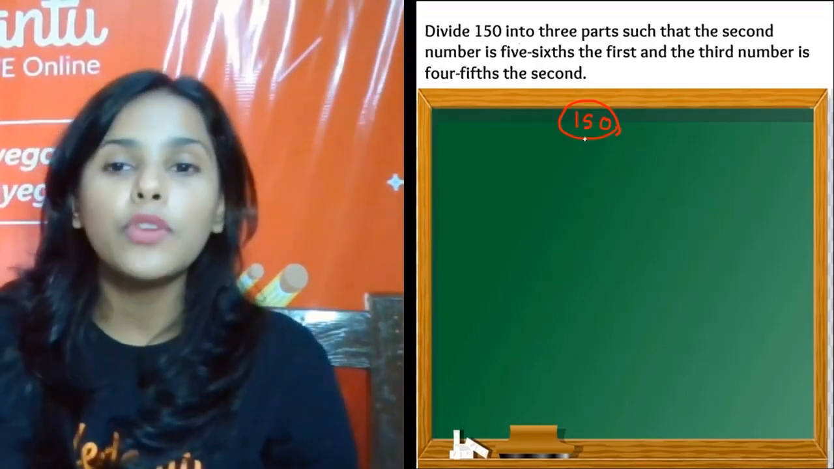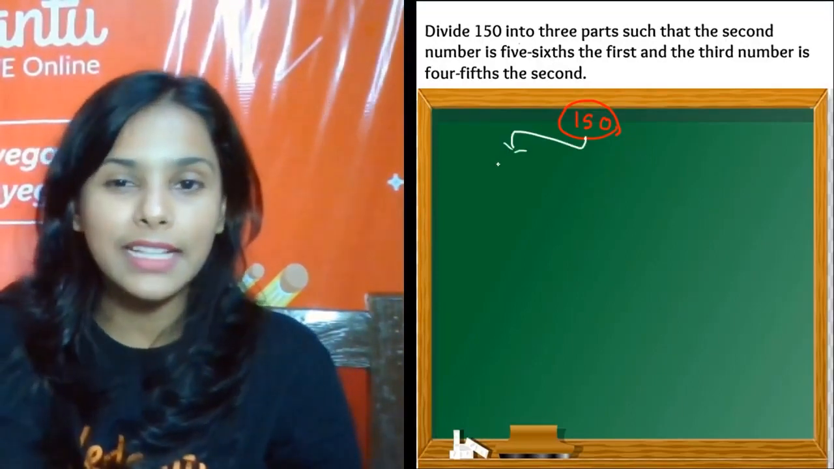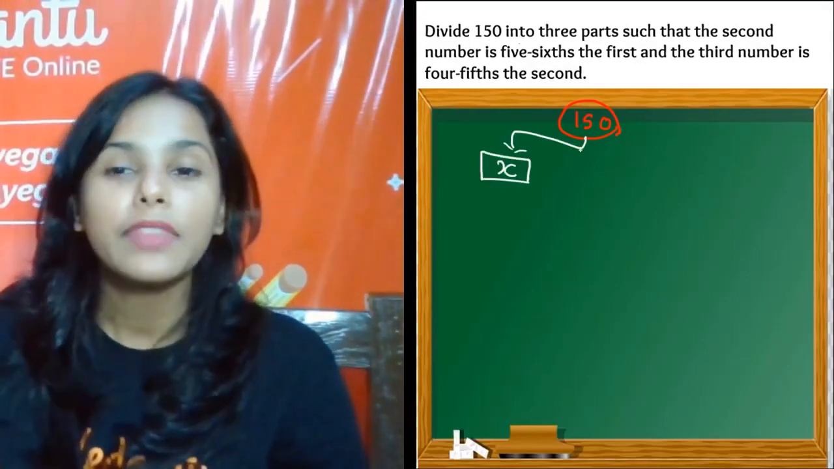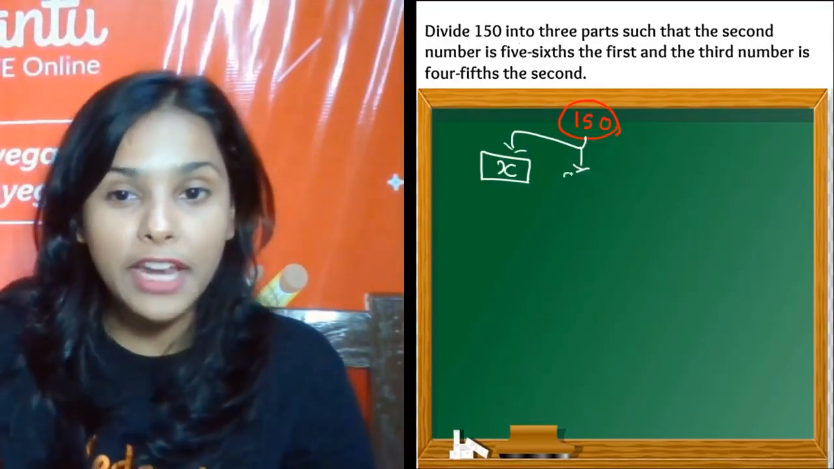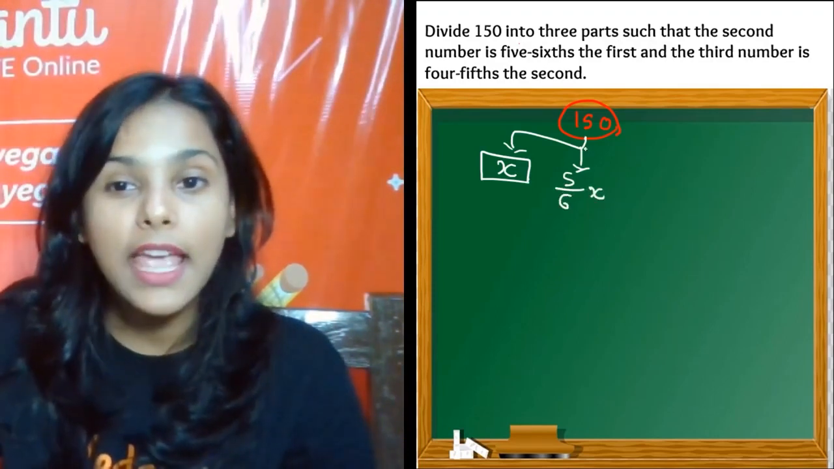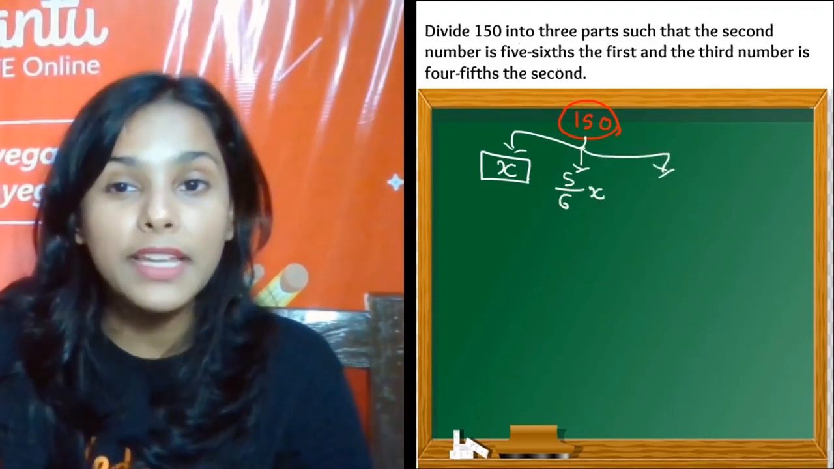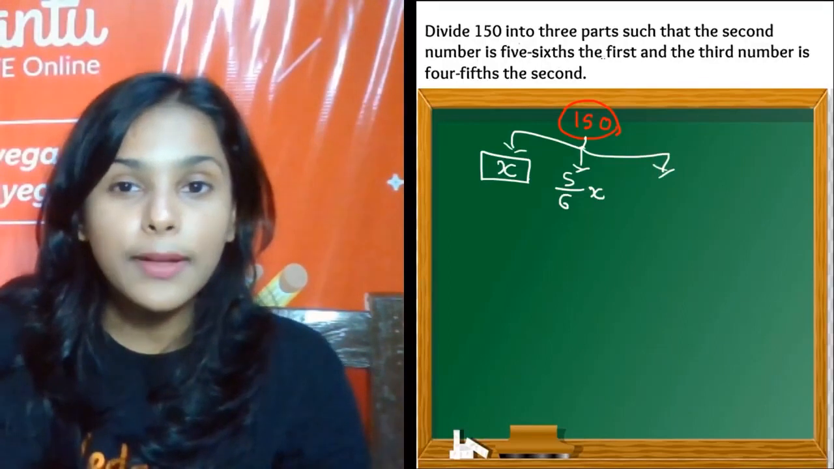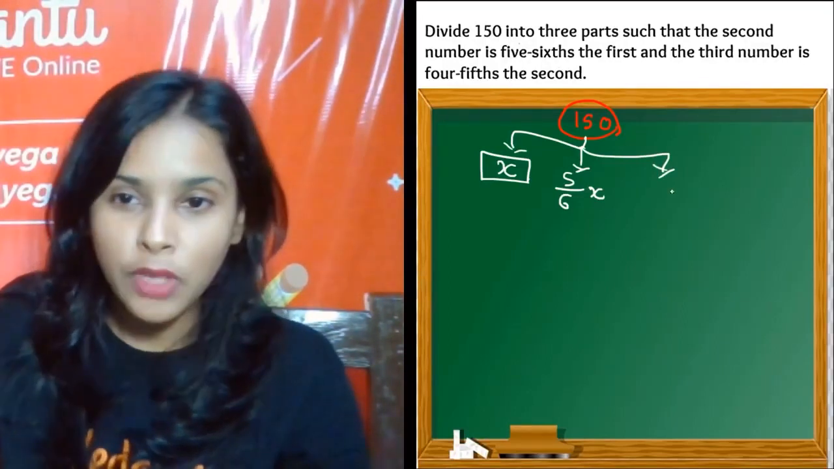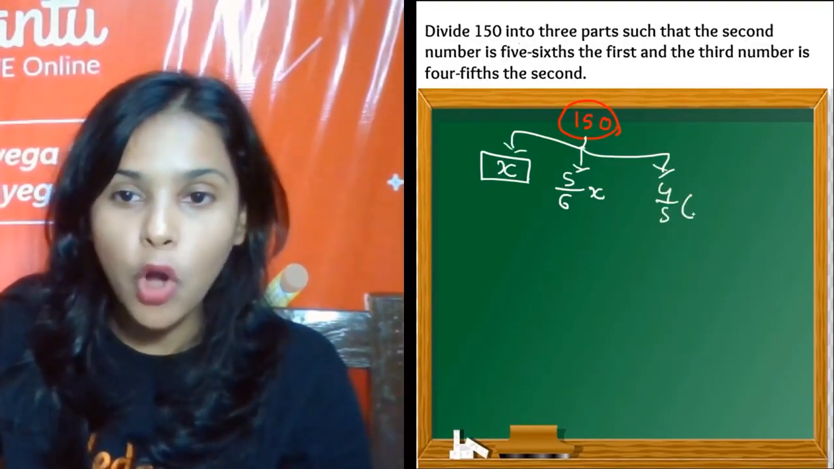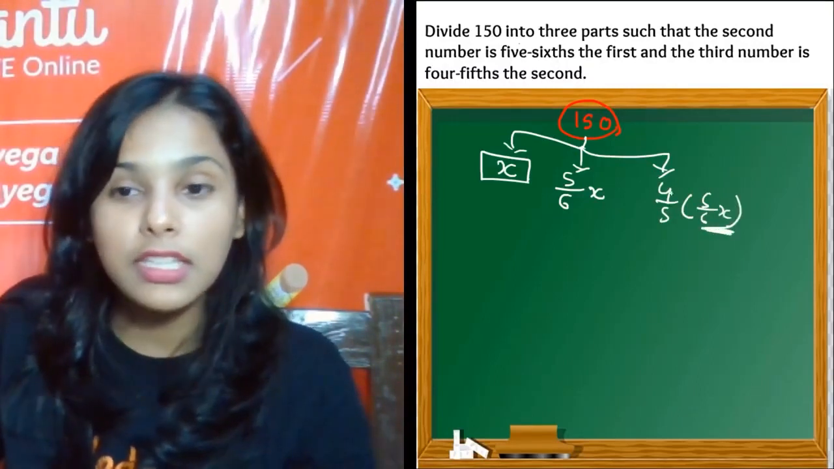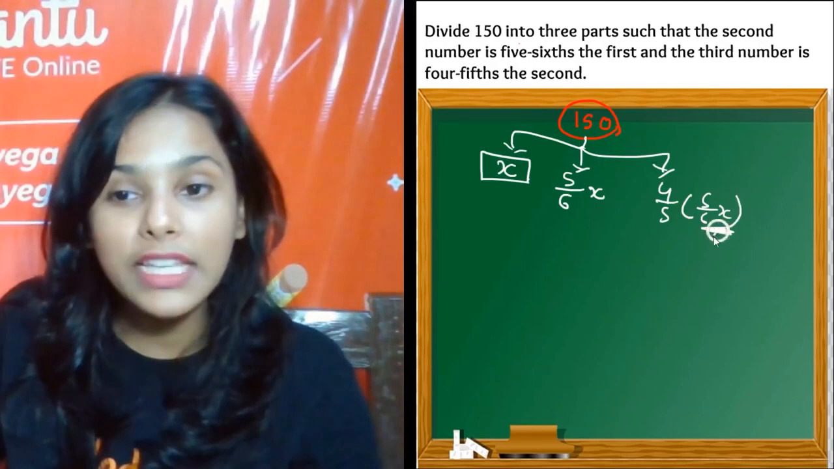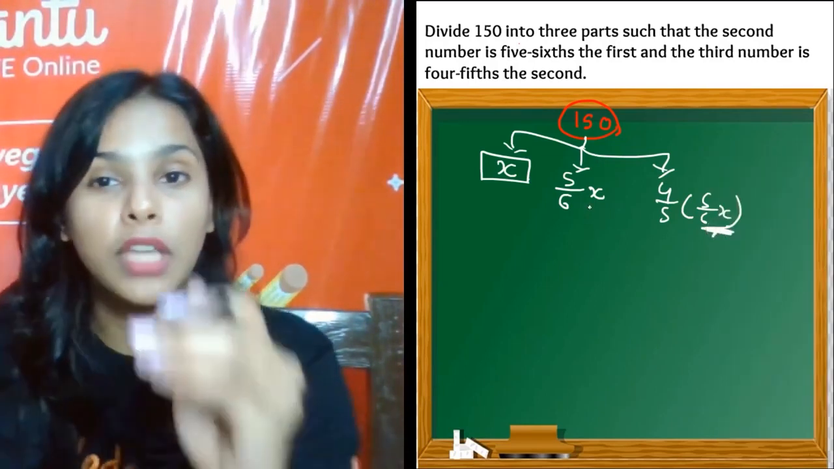So we don't know what is the first part, that is x, so let it be x. Then second part would be 5 by 6 the first, so 5 by 6 of x, and third part would be 4 by 5 the second. So 4 by 5 of 5 by 6 x, that is second part. So this is 4 by 5 of the second part according to the question.